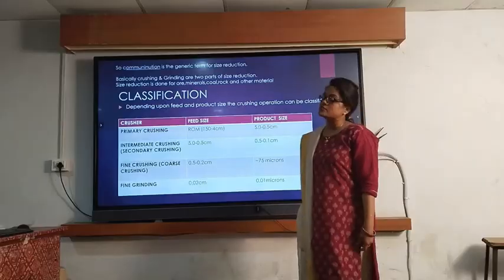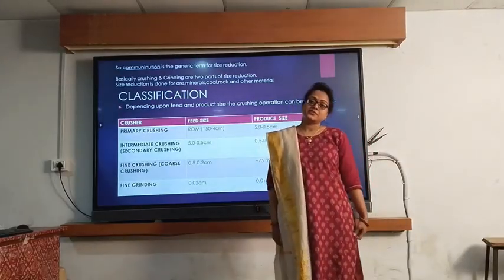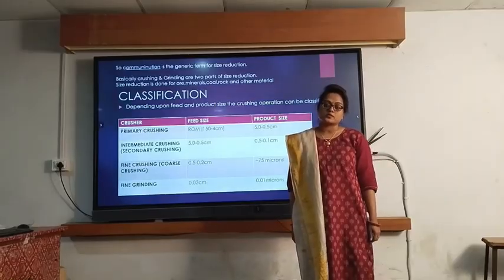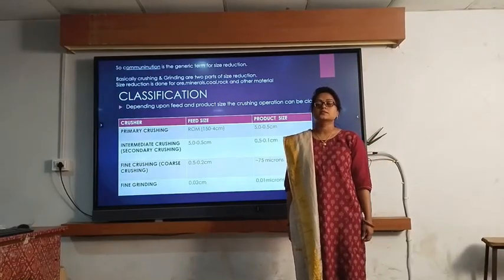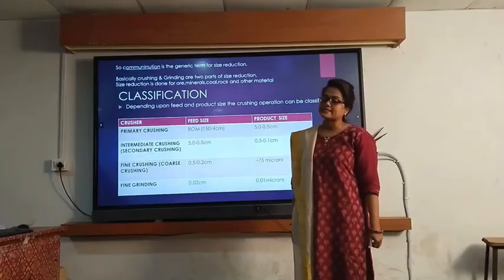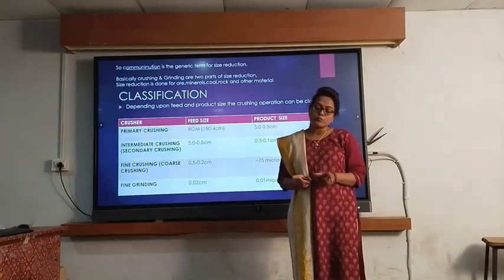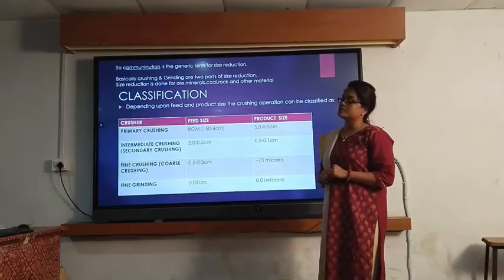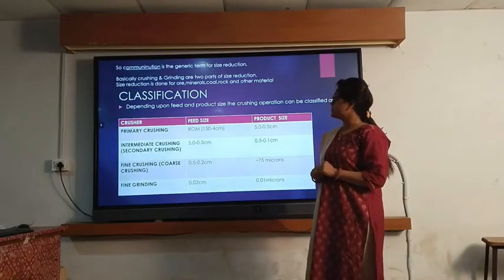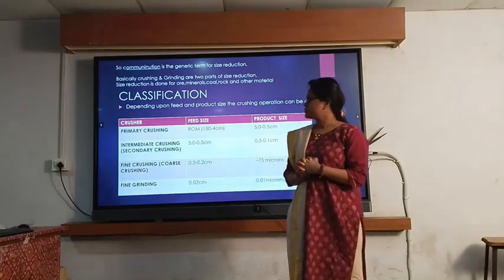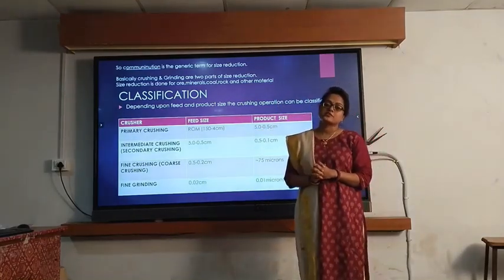Comminution is also a generic term for size reduction. Comminution is also known as the size reduction process, where the larger lumps are converted into smaller lumps. So basically, crushing and grinding are the two parts of size reduction process. Size reduction is done for ore, minerals, coal, rock and other materials also. Now we will go to the classification part.